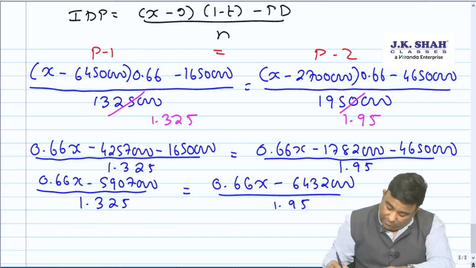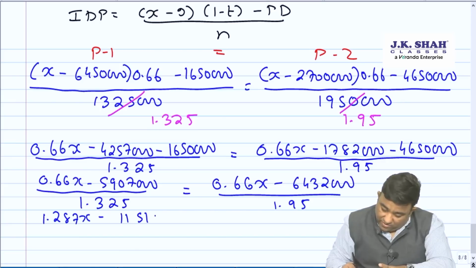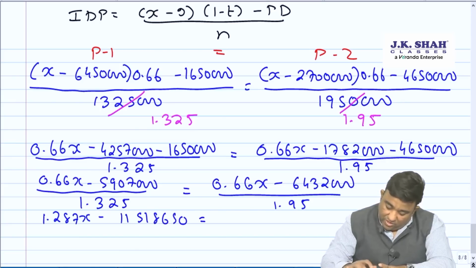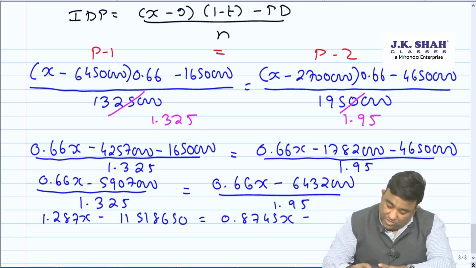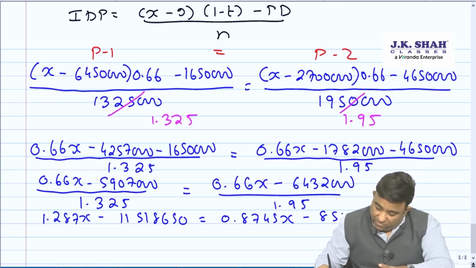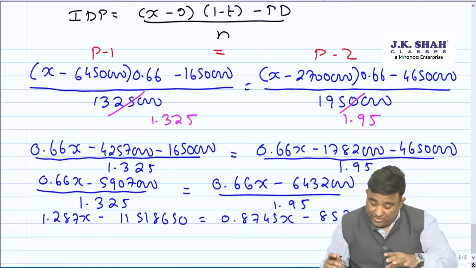Yes. This is going to be 1.95 into 0.66, is 1.287x minus 59,07,000 into 1.95. It is 11518650. Same way, 1.325 into 0.66 is going to be 0.8745x minus 64,32,000 into 1.325. It is 8522,400. Student, I am expecting you are keeping pace with my mathematical calculation.